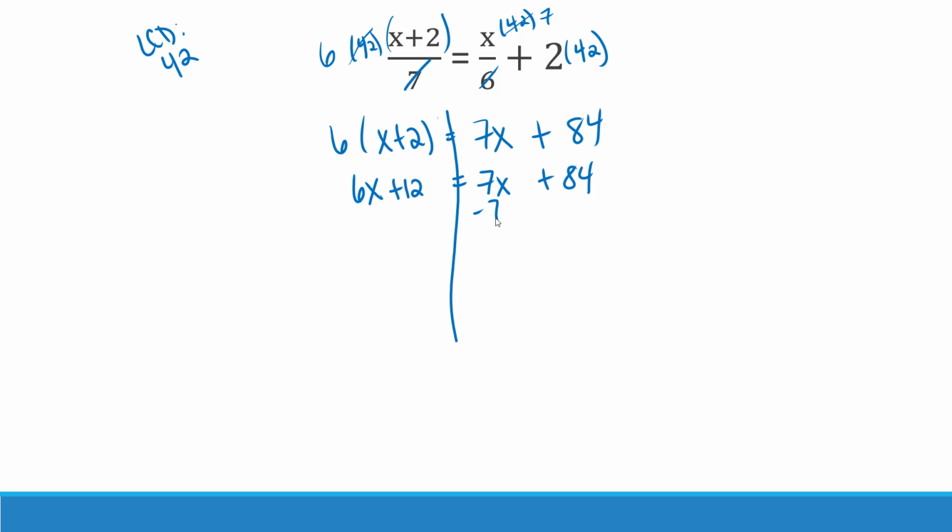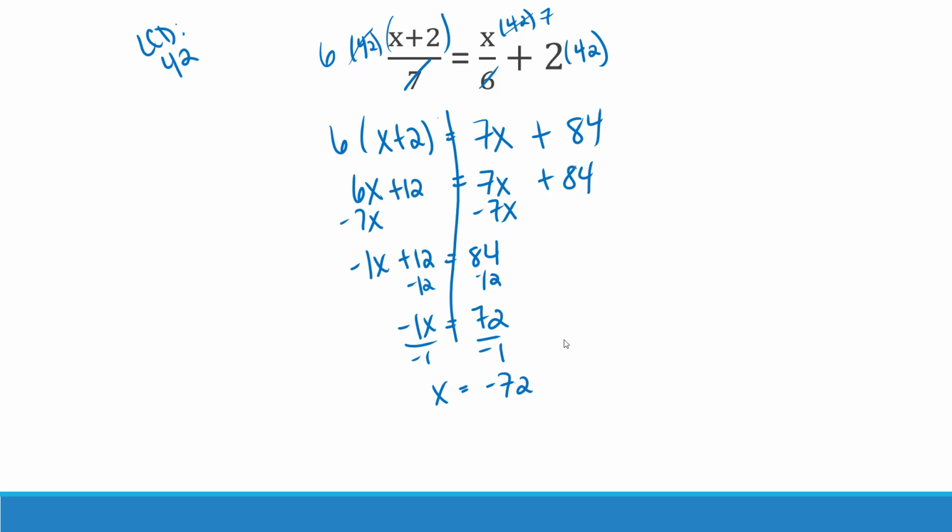I'm going to move the 7x over and subtract it. So negative 1x plus 12 is equal to 84. I'm going to do 84 minus 12 in order to get rid of the 12. So minus 12 on both sides. So negative 1x is equal to 72. I've got to divide both sides by negative 1. And so I get x is equal to negative 72.